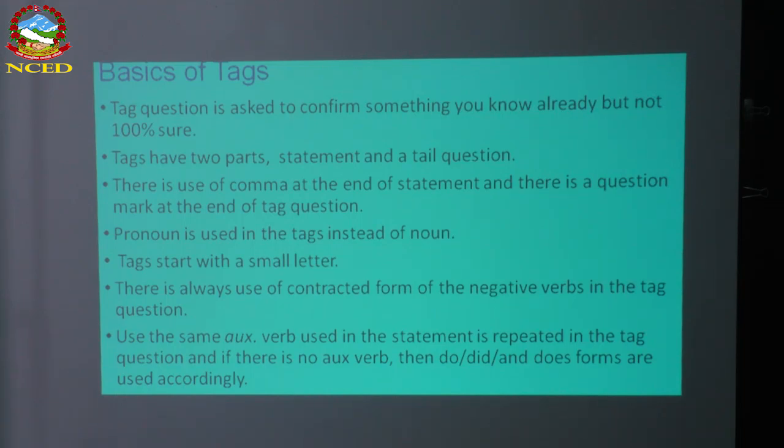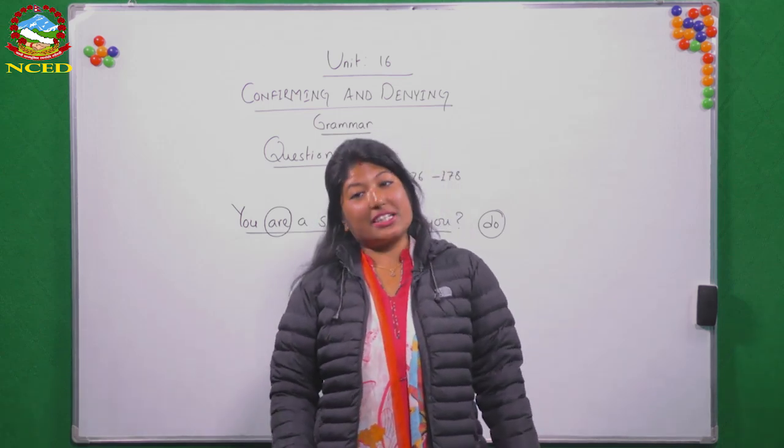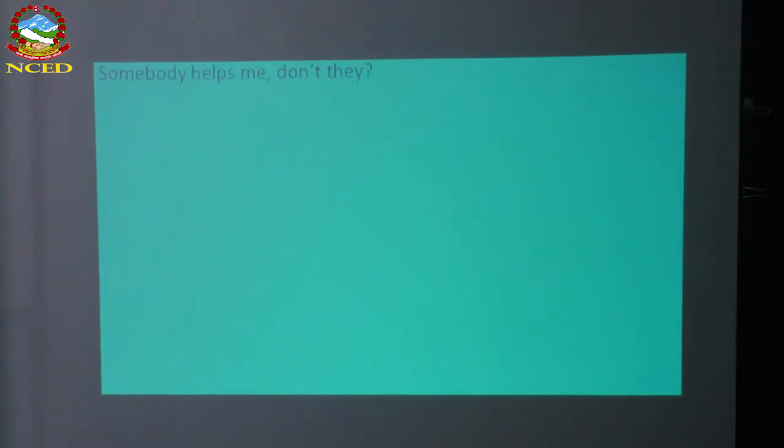So can we move to some more examples of how you can remember all the rules of tags? Can we move? Okay, I hope you are ready. Moving to the examples. Okay, here is next. Somebody helps me, don't they? Someone is singing, aren't they? So what can we learn from these examples? Someone, somebody, such related words. Do you remember the words?